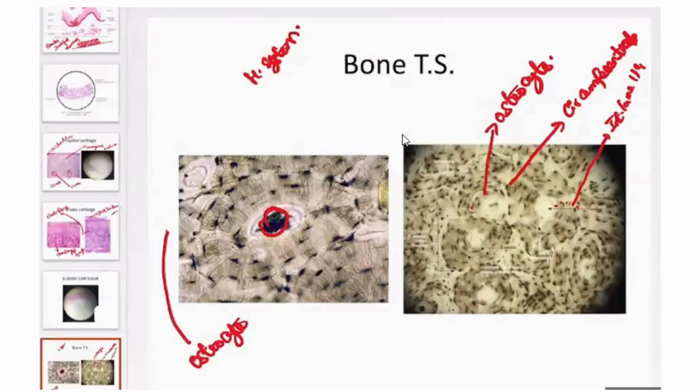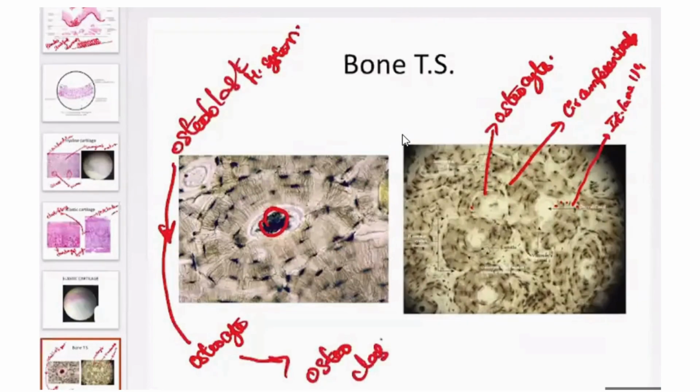Osteocyte is derived from osteoblast. Osteocyte gives rise to osteoclast. So blast, cyte and clast.